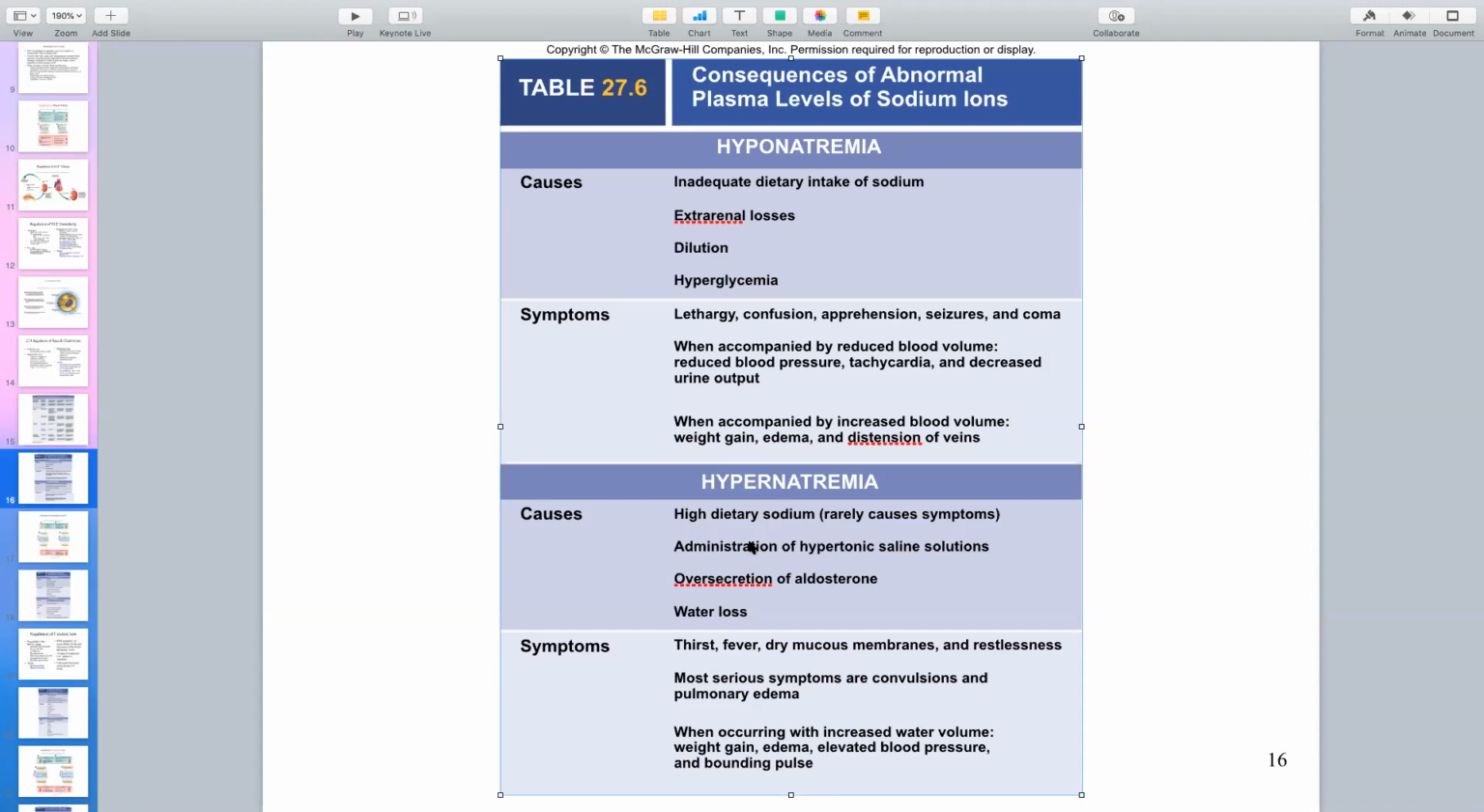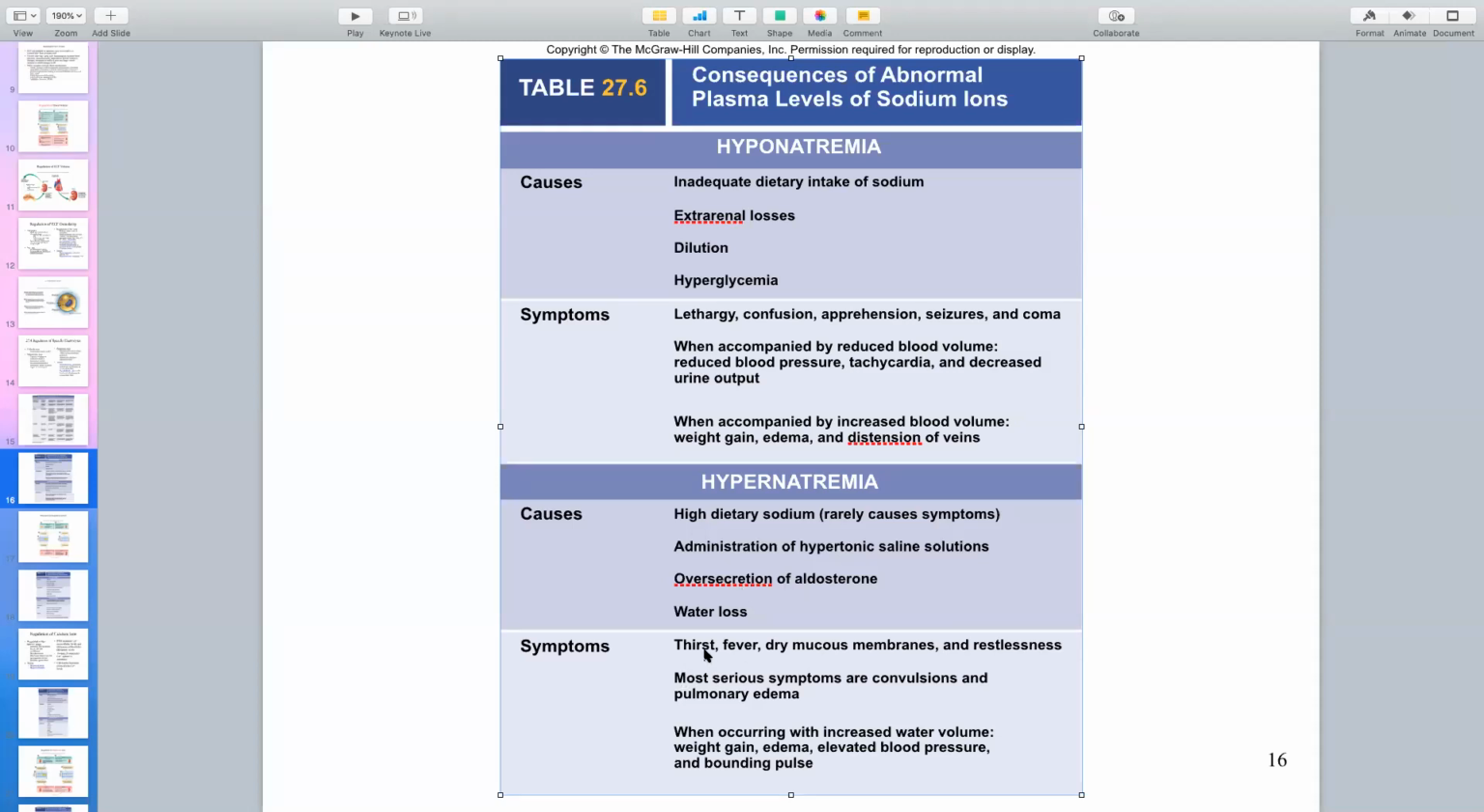Hypernatremia is usually caused by high dietary sodium, but high dietary sodium usually doesn't cause a massive amount of what we see here, right? Most of the time we see it from giving too much of this, making a mistake in giving somebody hypertonic saline solution. And in some people, they have an oversecretion of aldosterone, which is pretty rare, right?